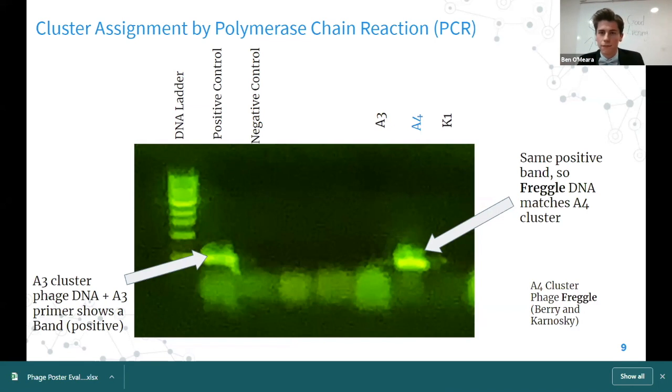So when we look to the right to the phage Fraggle, we can see that there was a positive band on the right underneath the A4 primer, showing that Fraggle is most likely an A4 cluster phage.